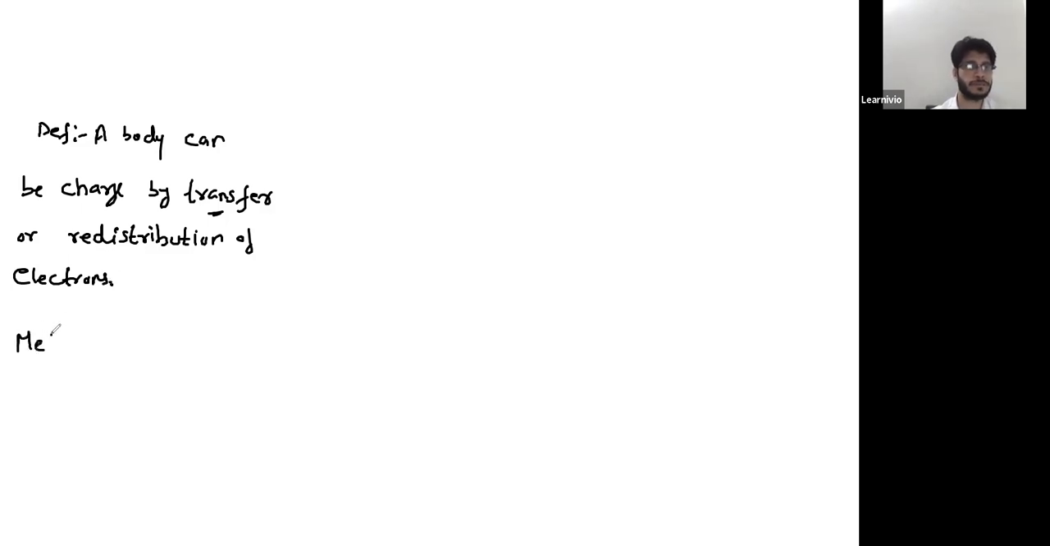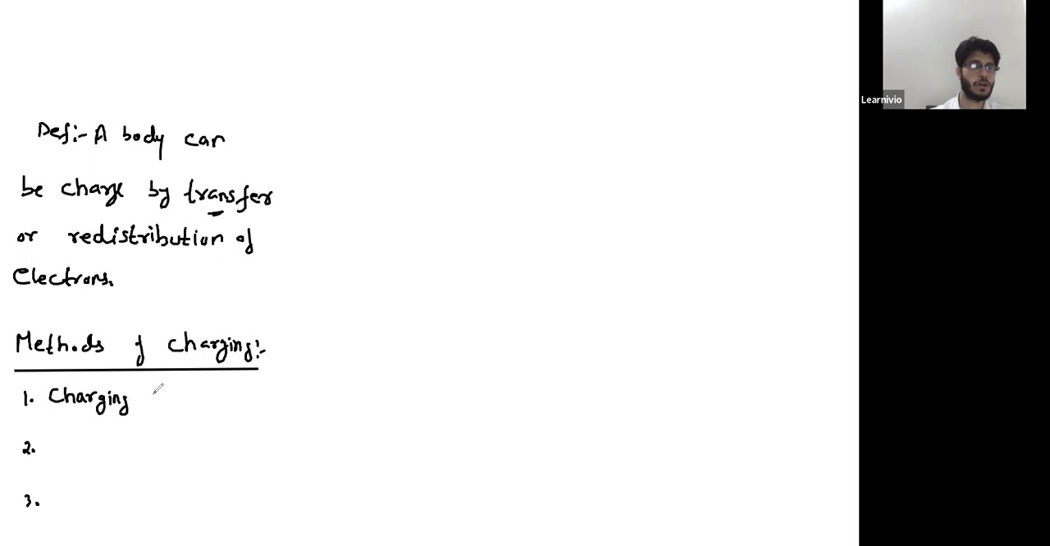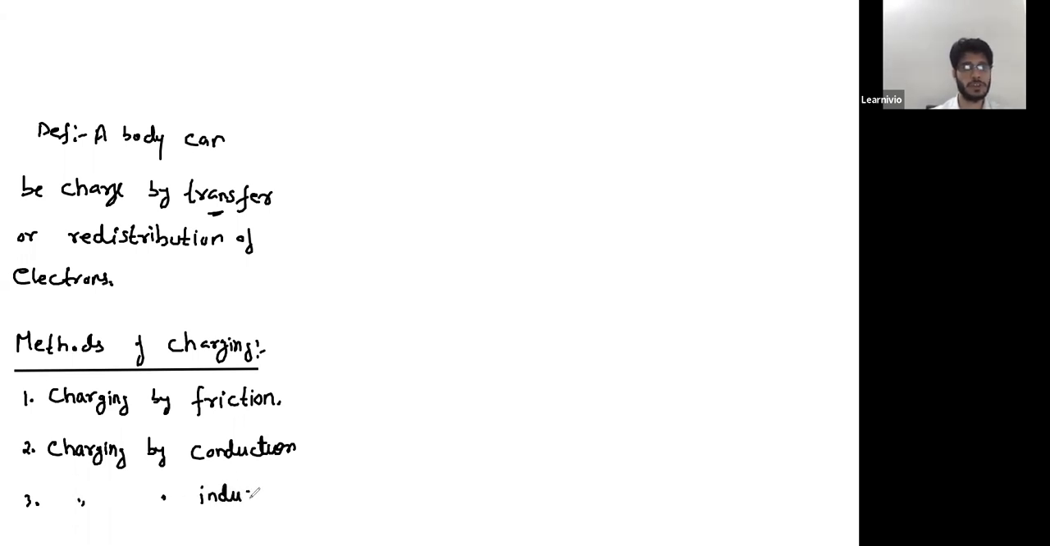Then we have methods of charging. You can change the number of electrons by either of 3 methods. You can charge a body either by friction, or by conduction, or by induction. These are the 3 methods of charging. So you can charge a body by friction or by conduction or by induction. In all 3 methods, we will change the number of electrons.